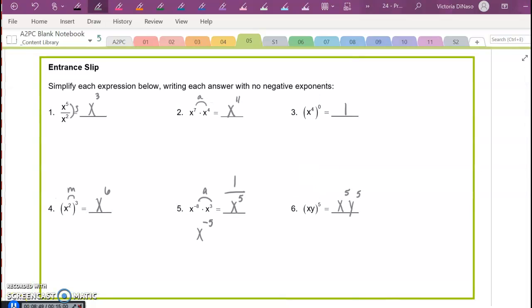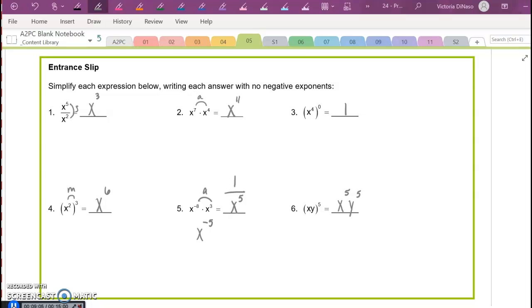So for number 1, we are subtracting, so we have x cubed. Number 2, we're adding the exponents, we have x to the 11th. In number 3, we have x to the 4th raised to the power of 0. Anything raised to the power of 0 is always going to be 1. In number 4, we're going to multiply the exponents using distribution, so we have x to the 6th.